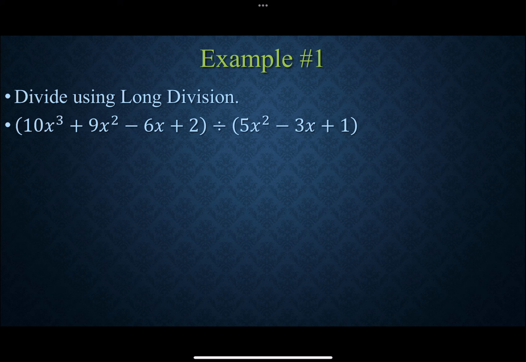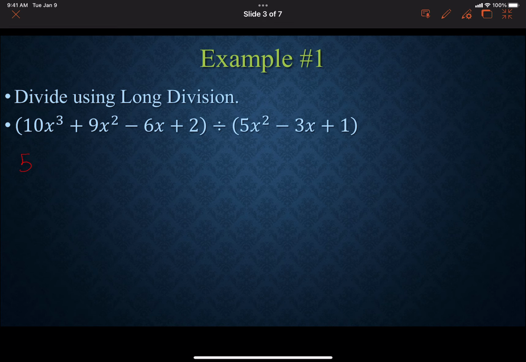So we have this set up here. We have 10x cubed plus 9x squared minus 6x plus 2. We're dividing this by 5x squared minus 3x plus 1. So we're going to set up our 5x squared minus 3x plus 1 on the outside. On the inside, it's going to be 10x cubed plus 9x squared minus 6x plus 2.